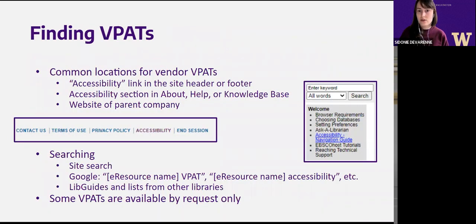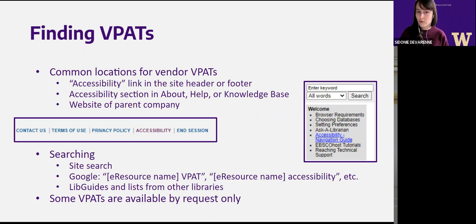We've mentioned collecting VPATs. If you don't already have VPATs collected, you can often find them publicly available. VPATs are specific to the vendor, not to the license. So here are some tips for finding VPATs. Best case scenario, the vendor will make their VPAT available on their site. Some resources have a link to their accessibility policies and documentation in the site header or footer. Others link to this information in the About, Help, or Knowledge Base sections of their site.